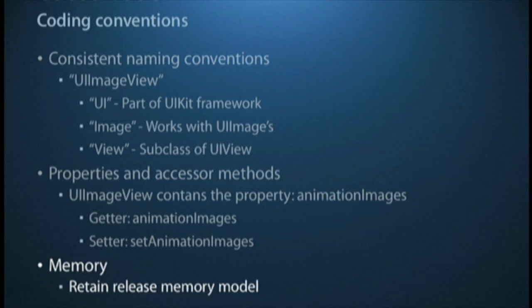Memory management is a crucial part of developing any software application. Cocoa Touch uses a retain, release, reference counting memory management model. This means that if a method returns an object to you, and it's one that you want to reference later, you need to retain it. Once you're done with it, you have to call release, or your application will leak.